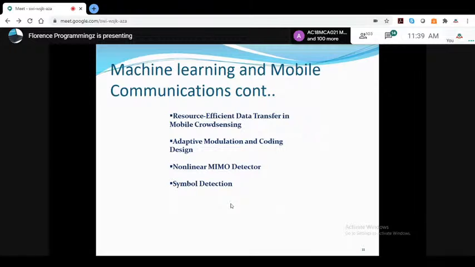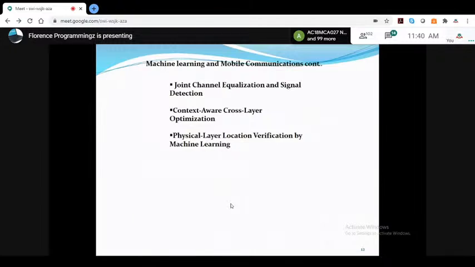Going into the electronics side, when you want to work on the physical layer, you have to work on modulation and coding design. There is an adaptive modulation and coding design. For this also, you can use machine learning. And in MIMO, there is multiple input, multiple output, which we'll discuss later on. For estimation of the nonlinear MIMO detector, we can also use machine learning along with symbol detection. So these are some of the areas where you can combine machine learning and mobile communication.